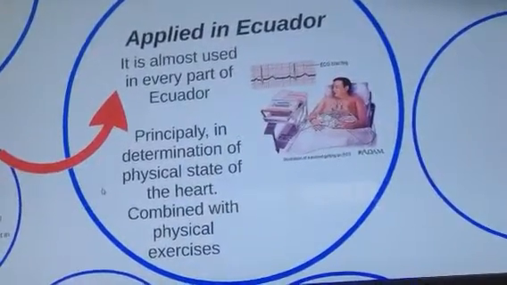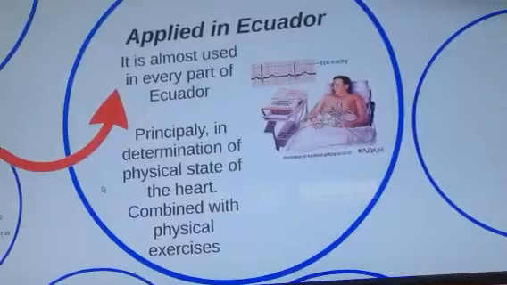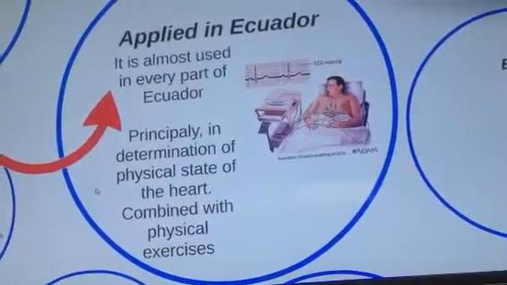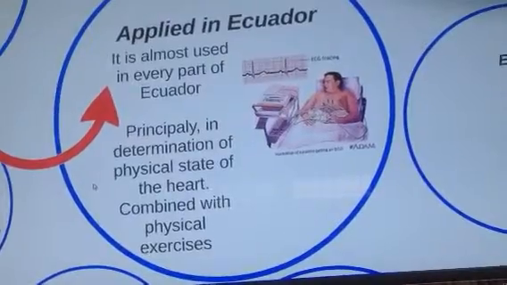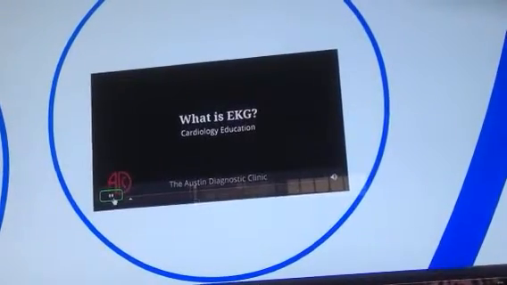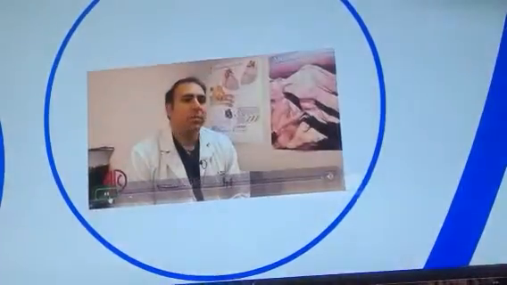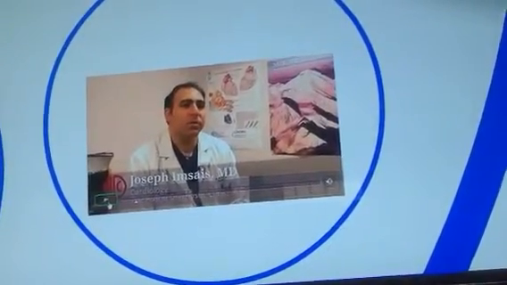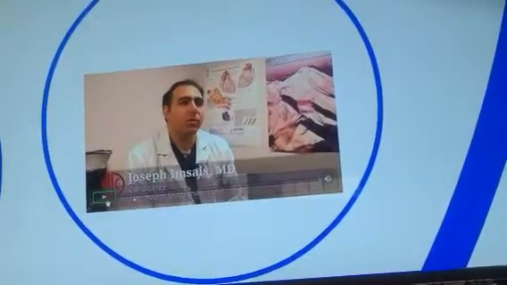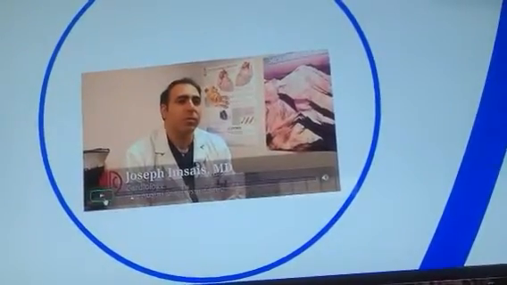Application in Ecuador. It's used in almost every part of Ecuador, principally in determining the physical state of the heart, combined with physical exercise known as ergometry. In this video, EKG stands for electrocardiogram. It's a simple, painless test. Next is the opinion of an expert who knows more about electrocardiography.